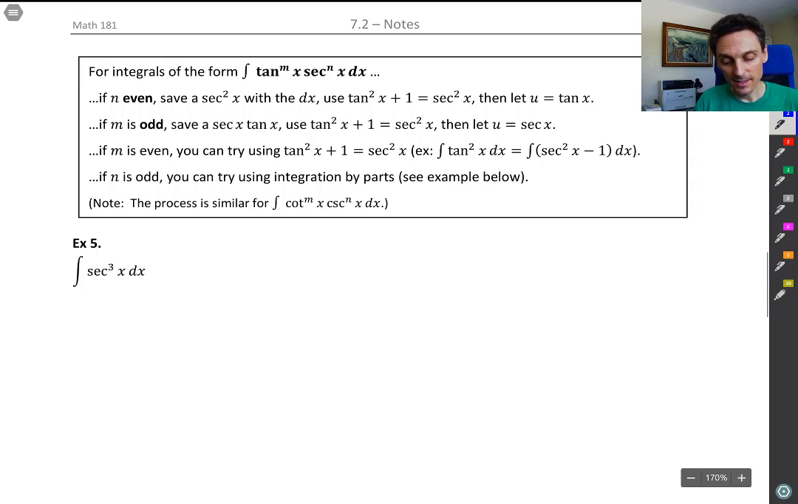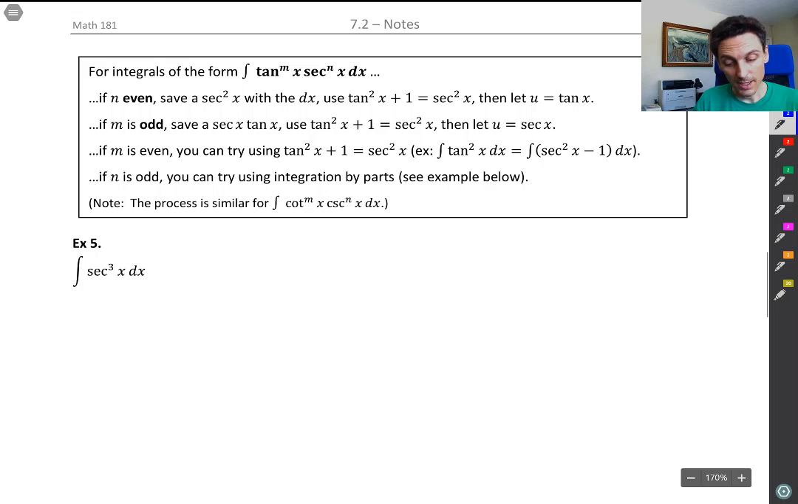So if n is even, then we're going to save a secant squared with the dx. So if your secant has an even power, we'll save a secant squared x. There will still be an even power of secant left. And then we're going to use the trig identity, tangent squared plus 1 equals secant squared, to replace all of the rest of the even power of secant with tangent, and then let u equal tangent, because the du of secant squared will be right there with the dx.